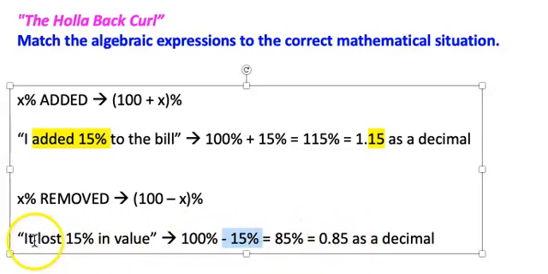So the tricky part about losing percents is that it says a loss, or it lost 15%, but over here in the algebra, in the math, we would look at the 0.85. So it's kind of tricky. We don't really focus on the minus 15, we focus on what's left over. So be careful with percent removals. Percent add, very, very simple. Percent removals, try to think of how much is left with percent losses. All right, that is the Holla back curl.